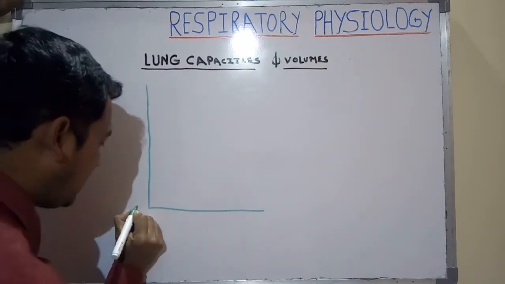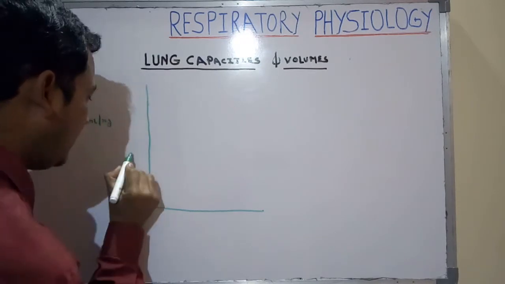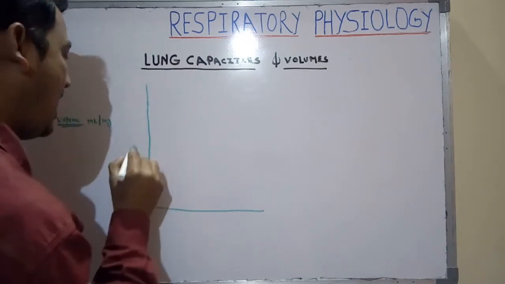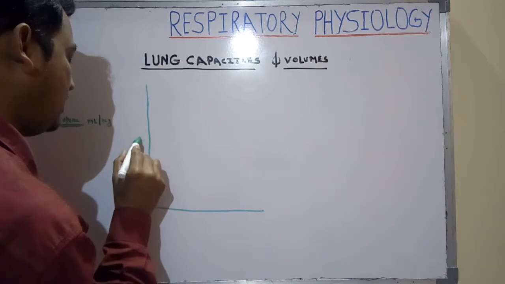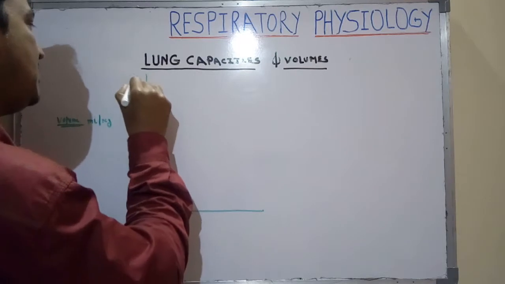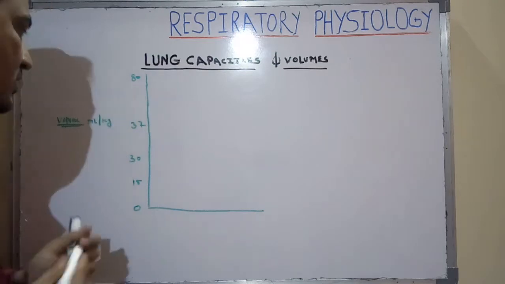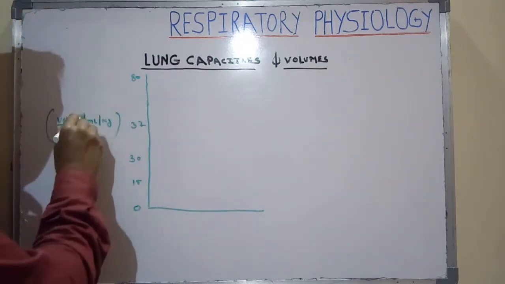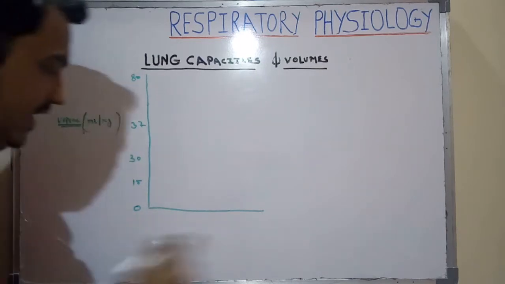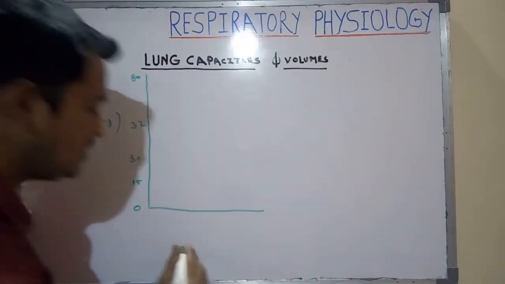I'll plot some figures here. It is 0 here, it is 15 here, it is about 30 here, and about 37 somewhere here, and right about 80 here. These are the figures that I am going to plot. So this is volume in ml per kg. Now, with time, what are the volumes? This is time.